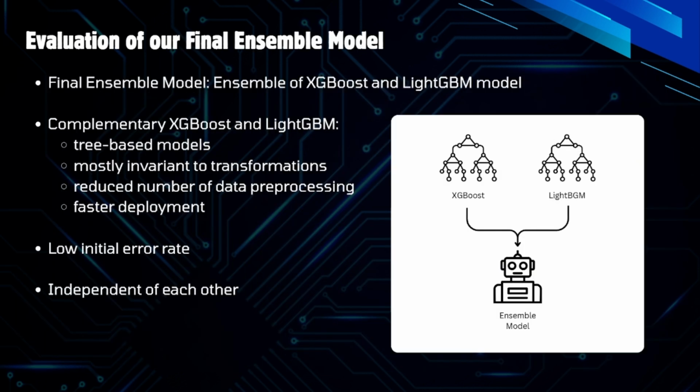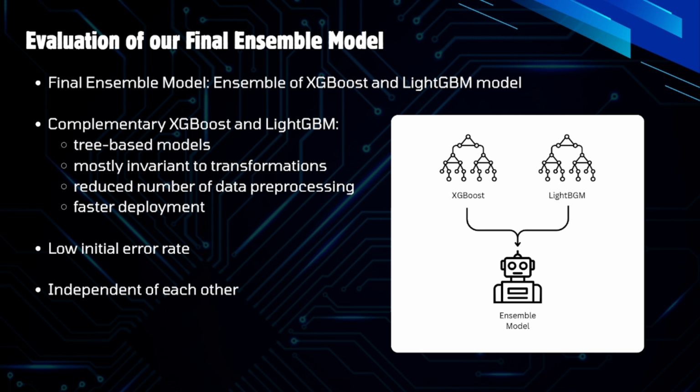Moving on to the evaluation of our final model. Our final model was an ensemble of XGBoost and LightGBM. The ensemble achieved the highest Amex metric score, primarily because both models are tree-based learners that split data based on threshold values. They are largely invariant to transformations such as min-max scaling or normalization, meaning they require minimum preprocessing compared to neural models. Individually, both models already perform strongly, each achieving an Amex metric above 0.77 even without fine-tuning.